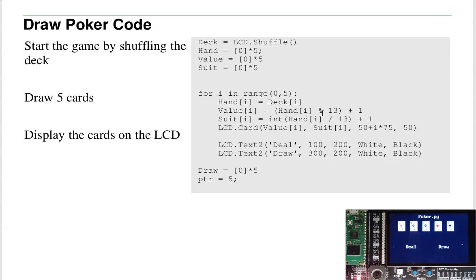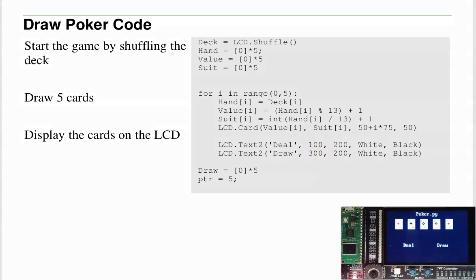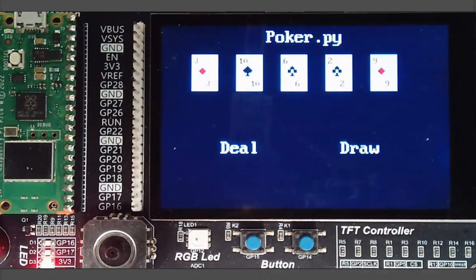And then the card is, I'll display the value of the card, 1 through 13, ace through king, the suit, 1 through 4, at this location. So first card, each card is 75 pixels over. I'll then have a text, deal, and draw. That just kind of sets it up. When I have a new deal, that's what I get. That's kind of the base.